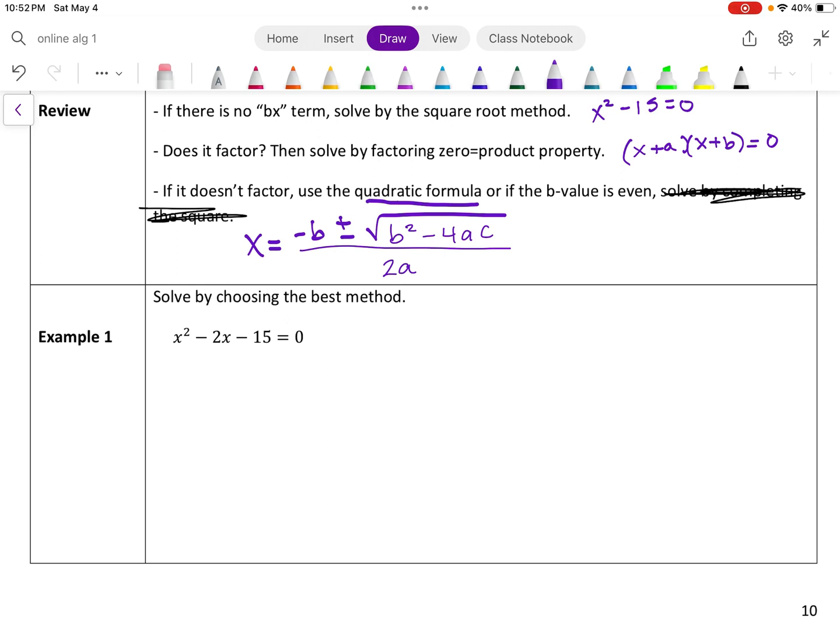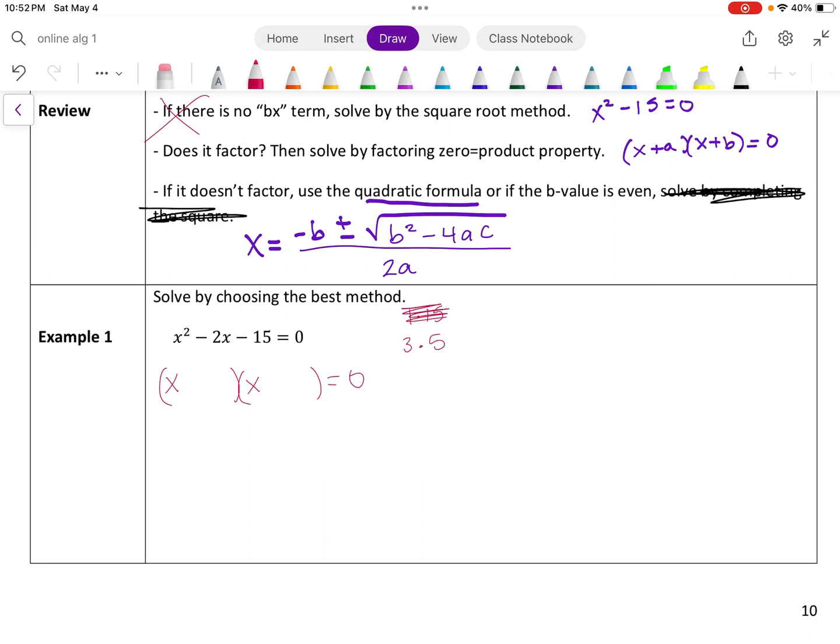So let's practice this. Example 1, x squared minus 2x minus 15. All right, well, I can already rule out the square root method. That's not going to work because I have a bx term. Negative 2x is my bx term. Okay, well, factoring. If it's factorable, I can factor it into my binomial times my binomial. Well, x squared, the only way to get that is x times x. Negative 15, I could do 1 times 15 or 3 times 5, both multiply to be 15.